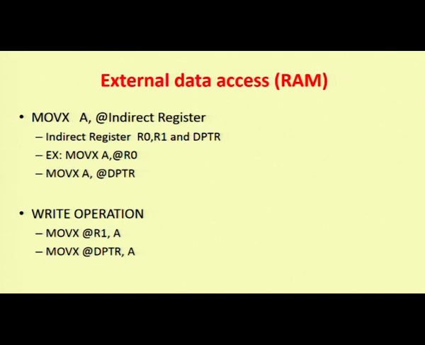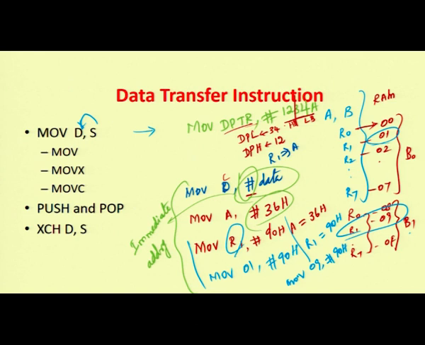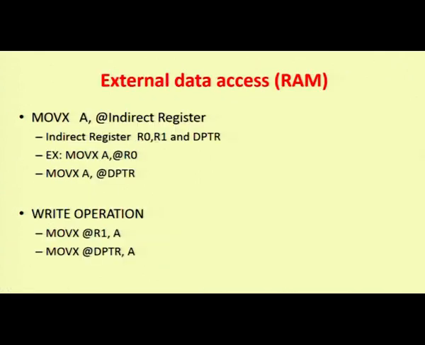The other instruction is external data access. We have discussed the three basic formats, so till this we have completed the MOV instruction. Now we are moving to MOVX. MOVX is the external data access. Internally we have the RAM of 128 bytes. Other than that you can extend up to 64 kilobytes of memory. When you are accessing this external memory of 64 kilobytes, we use this instruction, which is MOVX, move external.